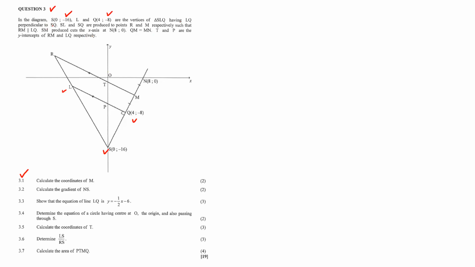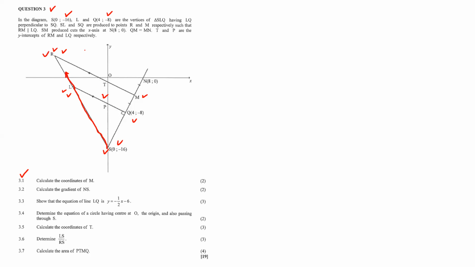LQ is perpendicular to SQ. SL and SQ are produced to points R and M respectively. So in other words, SL is produced, further extended to the point R.